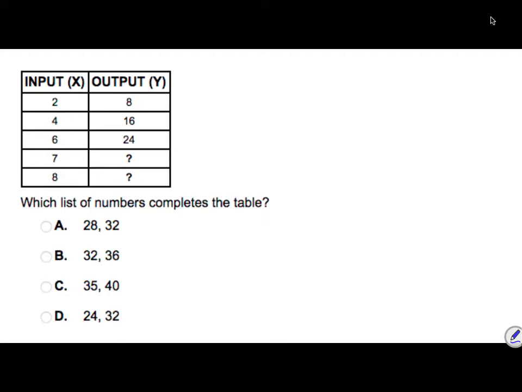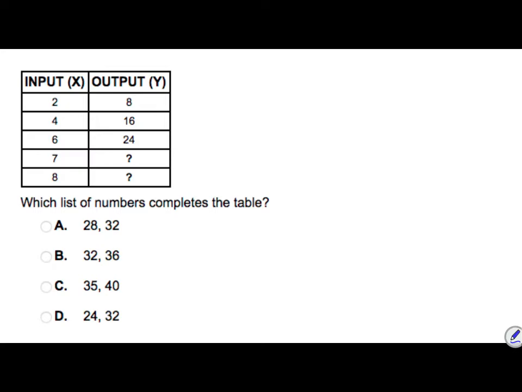Let's try another one. This one says, which list of numbers completes the table? I want you to pause it and then try this one. All right, so my input here is my X and my output is my Y. So I put in 2 and I got out 8. I put in 4 and I got out 16. I put in 6 and I put out 24.